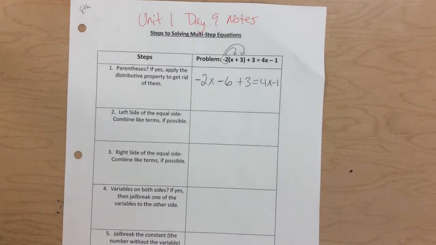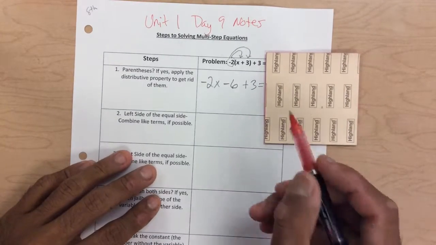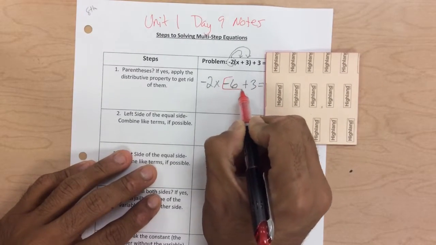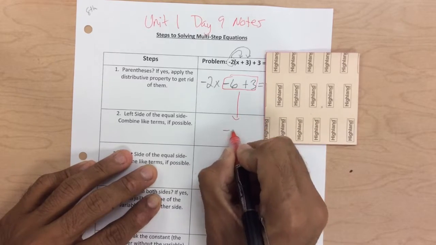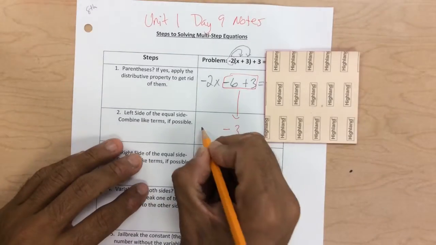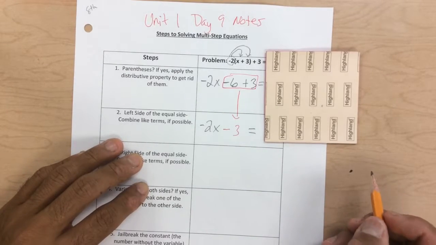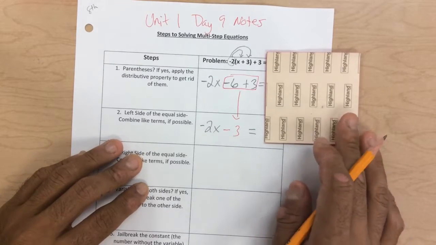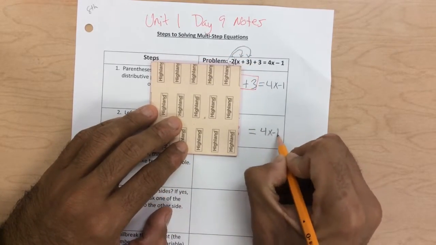Now, step 2, combine like terms on the left side. So let's look at the left side. Can I combine any like terms? I can. I can do negative 6 plus 3, which gives me negative 3. Now, of course, I don't need to mess with the negative 2x, so I'm just going to copy it down. I need my equal signs. Now, did I do anything to the right side? Nope. So go ahead and copy it down for this step.